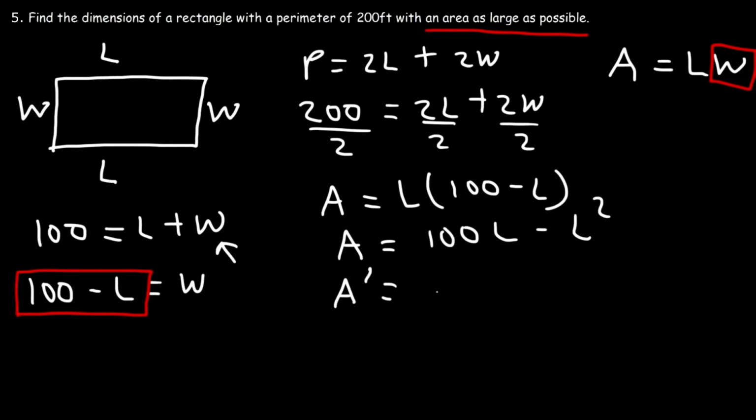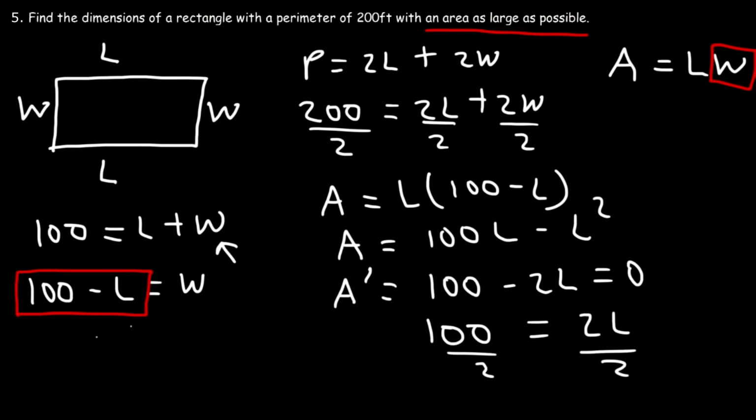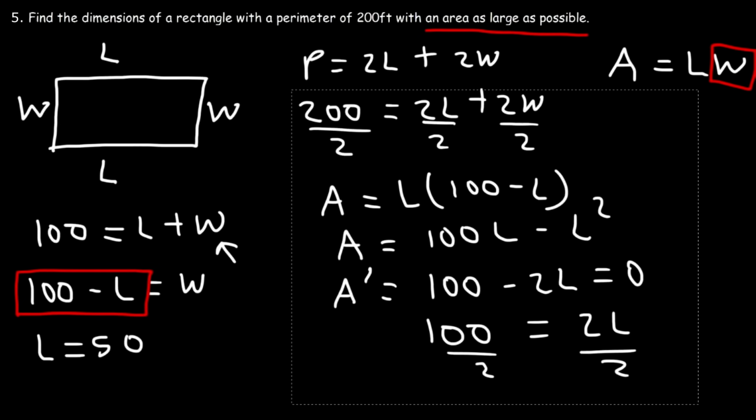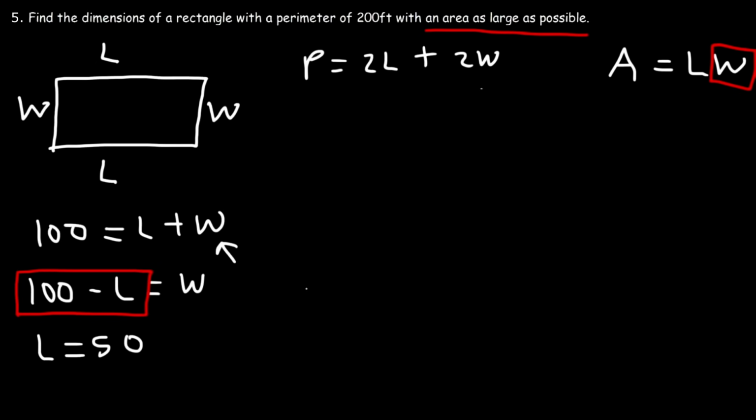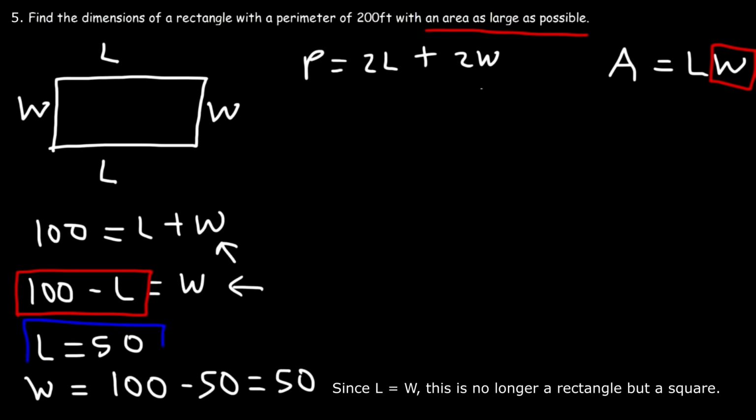So now, since we have the area, the objective function, in terms of one variable only, we can now find the first derivative. The derivative of 100L is 100, and the derivative of L squared is 2L. So let's set it equal to 0. Let's move negative 2L to the other side, so it becomes positive 2L. And then we can divide by 2. So half of 100 is 50. So L is 50. Now we can use this equation to calculate W. So W is 100 minus L, so that's 100 minus 50, which is 50. So both the length and the width of the rectangle are equal to 50.